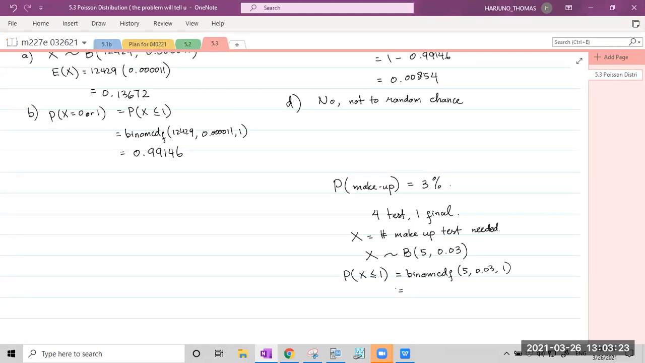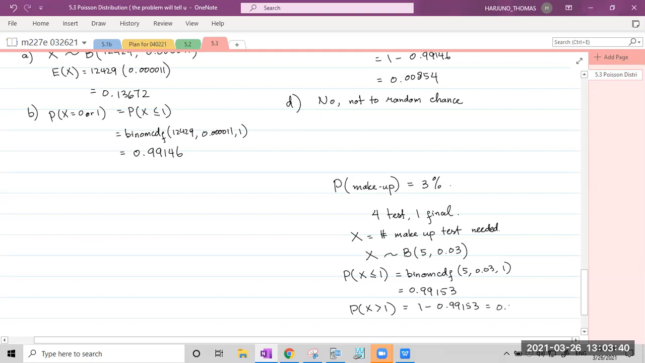0.031. I use my handheld calculator. That's 0.99153. So the probability somebody needs more than 1 makeup test is 1 minus that number. Now, given this number, which is not too much different from that, right? Even slightly less than that.